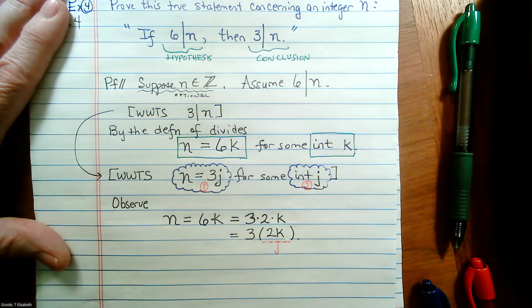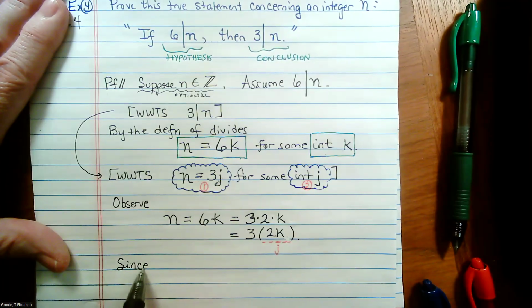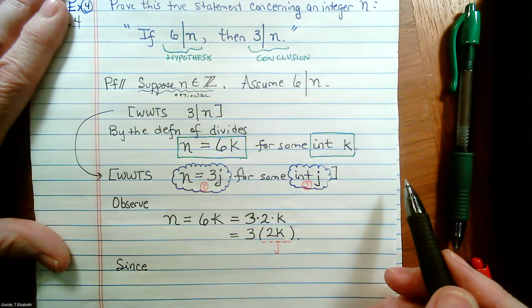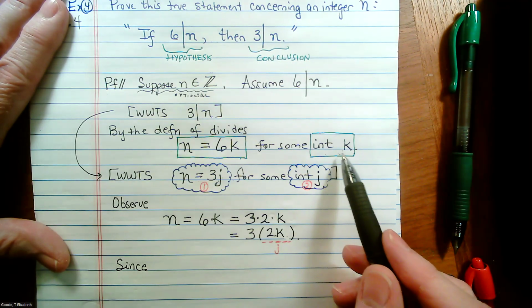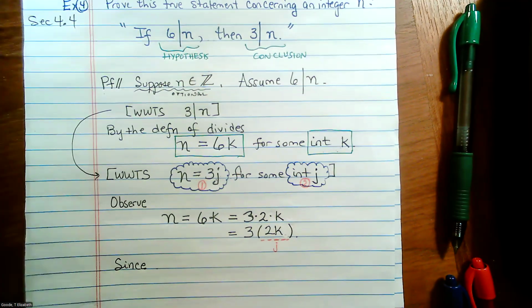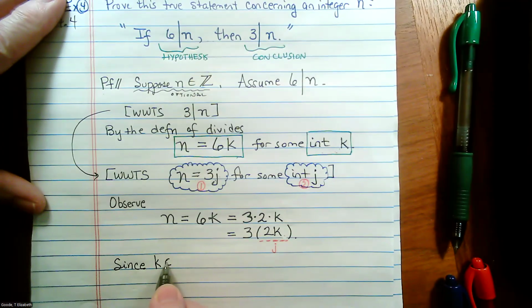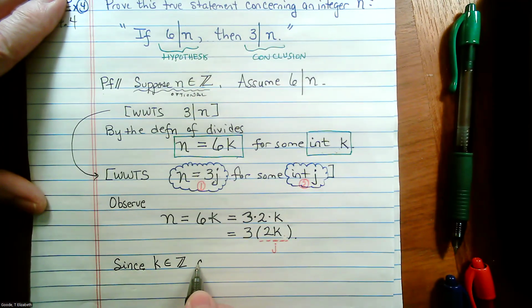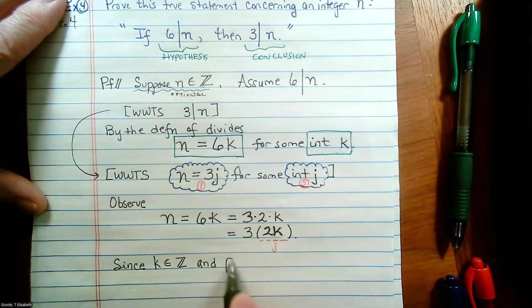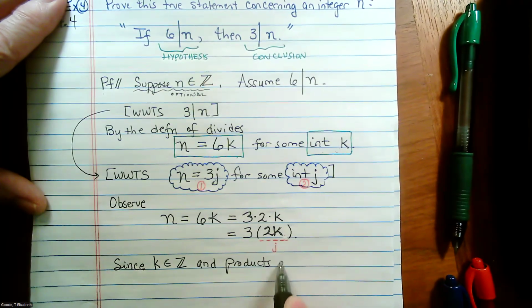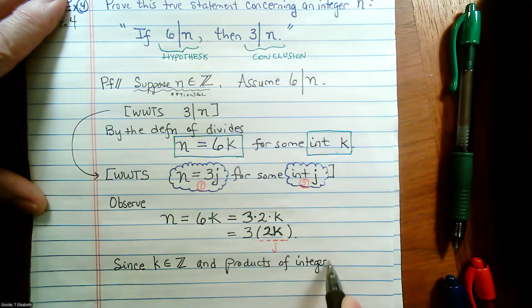You just say since n, since k is an integer, or element of Z. And so what's going on to build j? What kind of operations is k involved in? Oh yeah, products. Yep. Products of integers are integers.